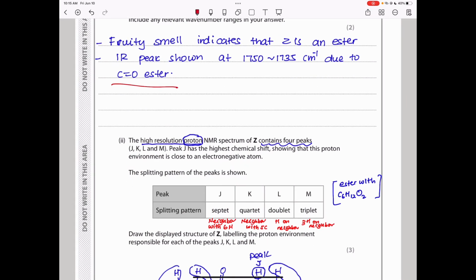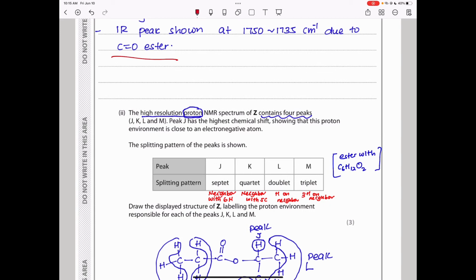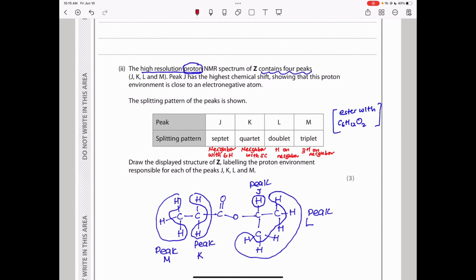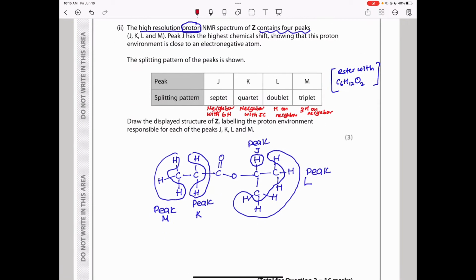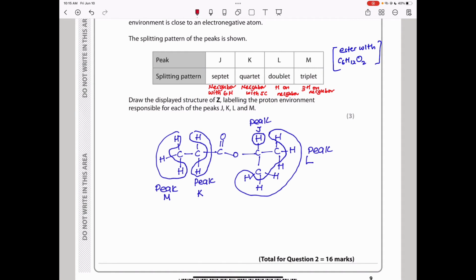All right, the next part says the high resolution proton NMR spectrum of Z contains 4 peaks, J, K, L, and M. Peak J has the highest chemical shift, showing that this proton environment is close to an electronegative atom. So they showed us the splitting pattern of the peaks in this table. They ask us to draw the displayed formula of Z, labeling the proton environments responsible for each. We already know that this is going to be an ester, so we can begin by positioning. Of course, an ester should have a C=O, an O, a carbon on the other side, and of course something on this side. It could be a hydrogen on this side, but it can be anything.